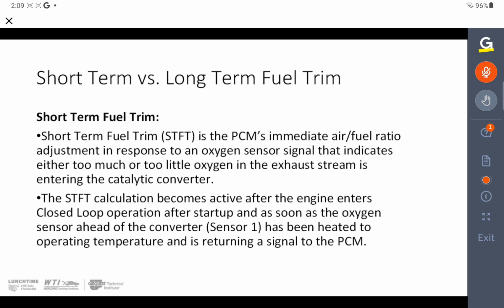Short-term fuel trim calculations become active again after it goes into closed loop operation. And on most newer cars, like I said, they have heaters in these sensors and they can start operating within 10 seconds.